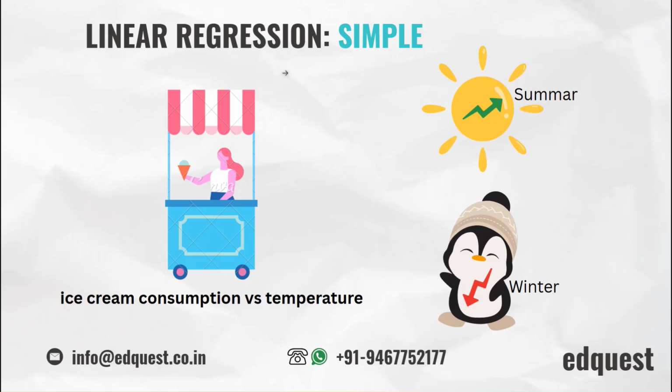Technically, we are trying to predict ice cream sales based on the temperature. The same formula we are using here: y = mx + c, where y is ice cream sales and x is temperature. Once we train the model with enough data, we can predict, if the temperature is 35 degrees Celsius, how many cones might be sold. And that's how simple linear regression helps us understand real world patterns with just one variable.